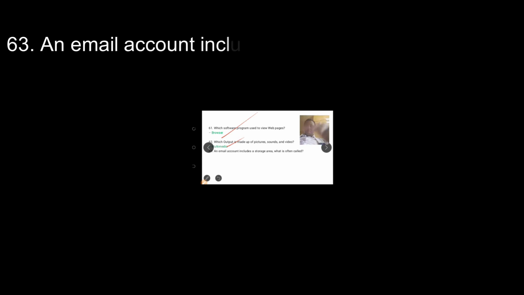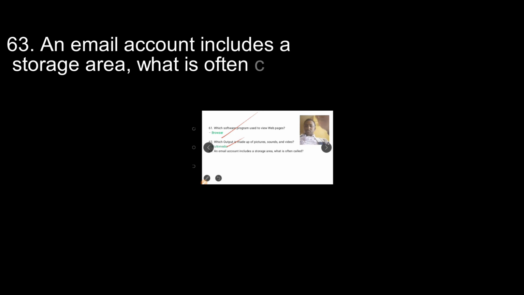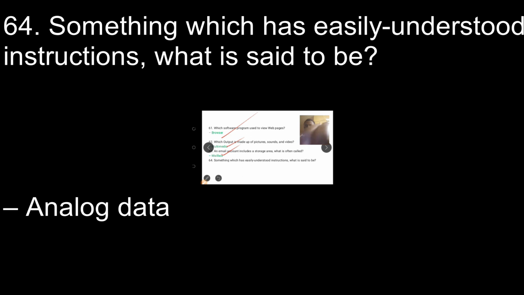An email account includes a storage area. What is it often called? When someone sends you mail, that information or data is stored under your mailbox. Something which has easily understood instructions, what is it said to be? This is called analog data. What is the list of commands that appear on the screen?